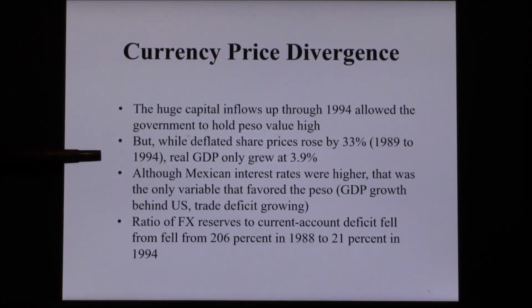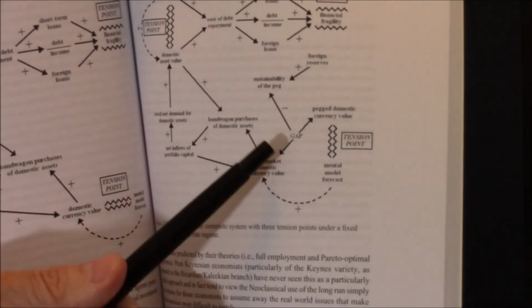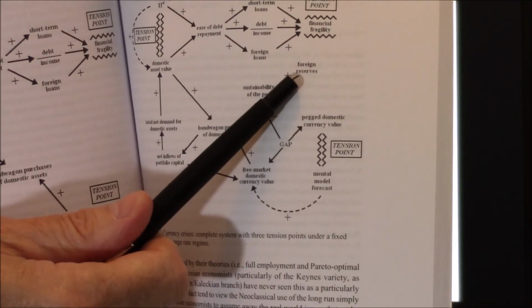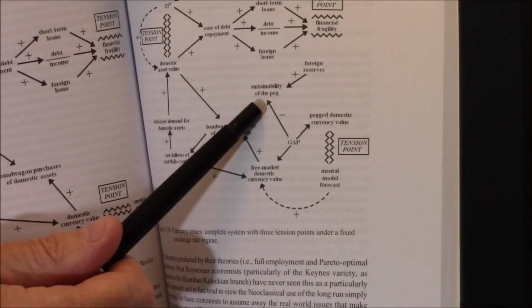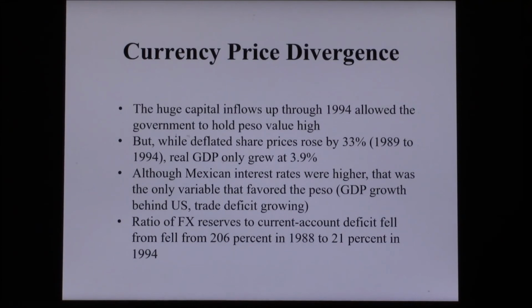Now, Mexican interest rates were higher than U.S. interest rates, but that was the only thing that really favored the peso. GDP growth was slower than the U.S. The trade deficit was growing relative to the U.S. And the ratio, remember talking about this, the ratio of foreign currency reserves to the current account deficit fell from 206% to 21%. And that, of course, is way over here. There it is. Foreign reserves. That affects their ability to maintain the peg. And these data can be looked up. I mean, if you're a currency dealer, you're looking at stuff like this.